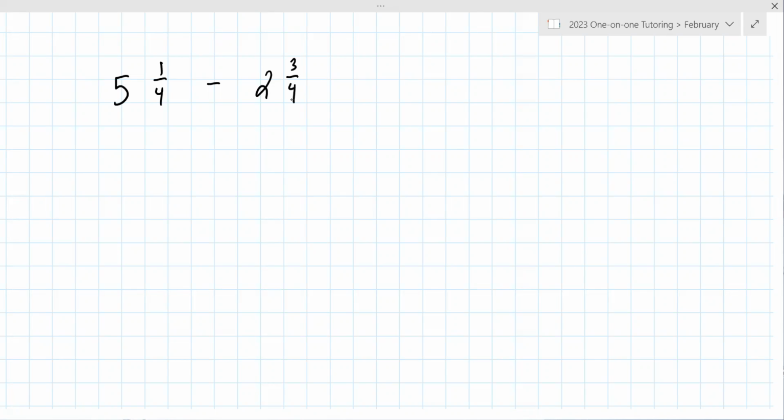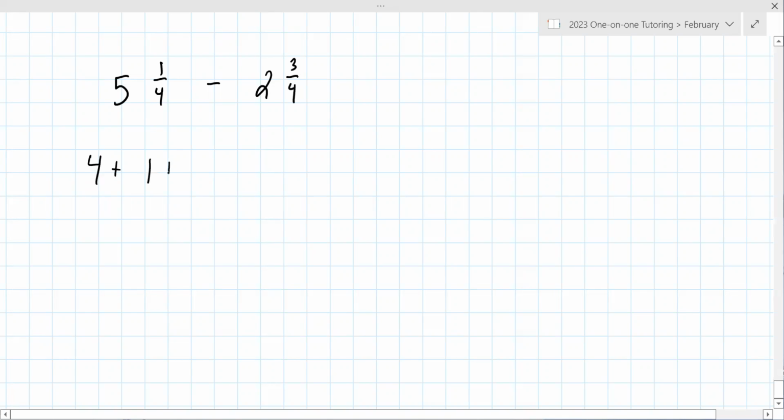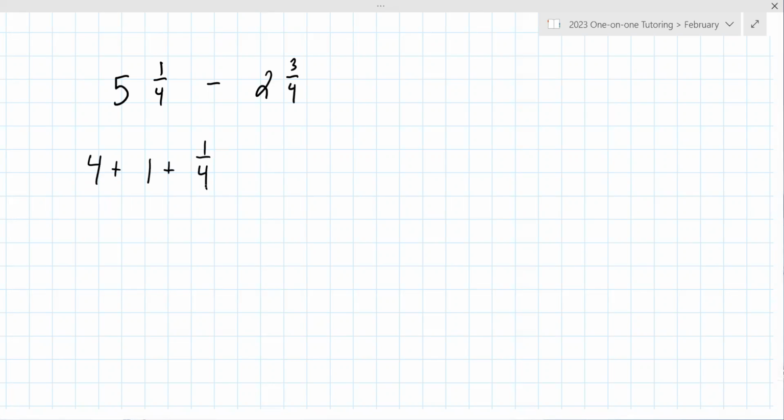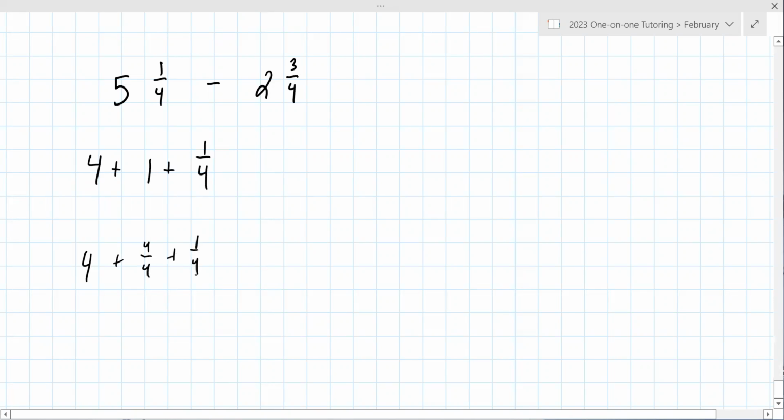I'm stuck. Tell me what you've done so far. What is the first thing you've done? I broke apart the number. Which number? 5 and 1/4. Okay, what did you break it apart into? 4 plus 1 plus 1/4. Okay, this is good. Now what did you do next? I did 4/4. Okay, 4/4. Now what?